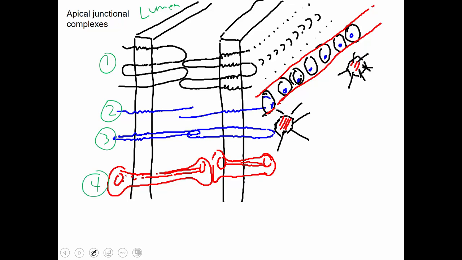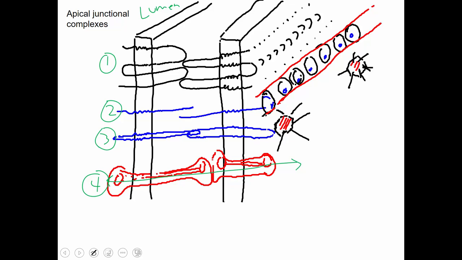Channel known as a gap junction. Okay? The channel allows for communication between cells. What's important is that these different junctional complexes have different functionality, but they always exist in this order.